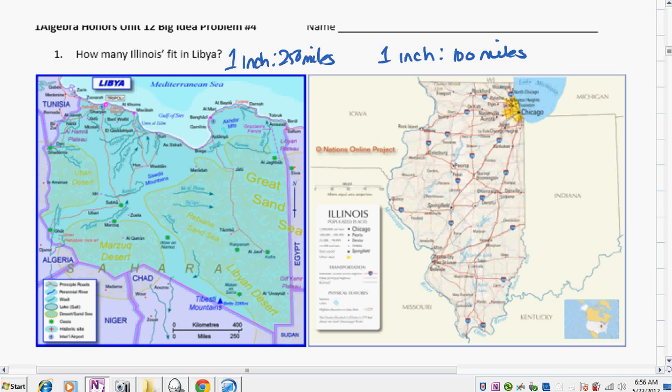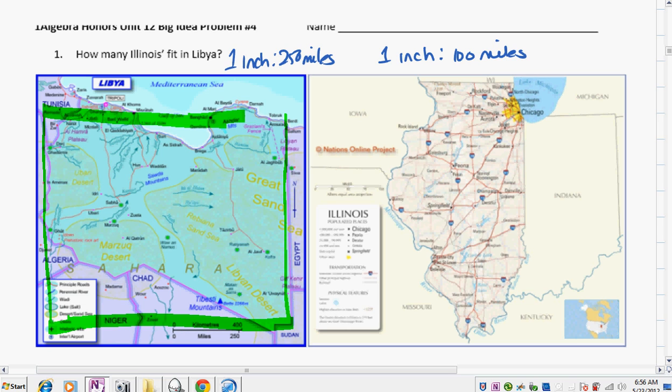But one of the interesting things is, okay, so how do I divide this up? I suppose I could do a rectangle. But you might notice that it includes some of Chad, some of Algeria, some of Niger, some of the ocean. And so using that rectangle might be an approximation that we could use, but we could probably do better.